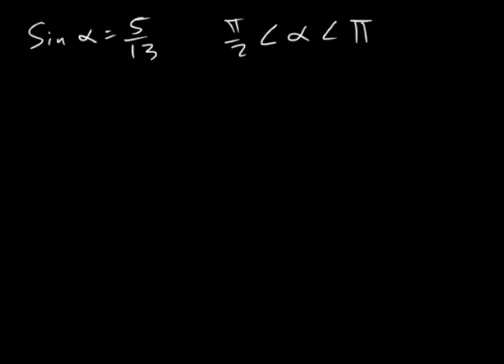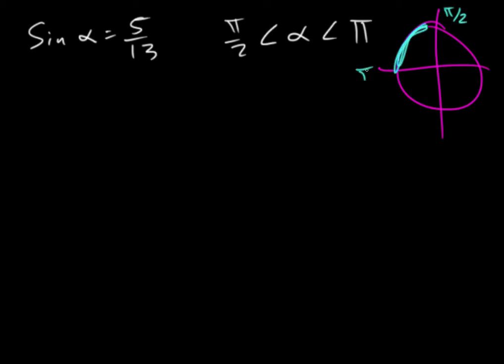Hey math kids, we're going to just continue with double angle identities. So we have sine alpha is equal to 5/13, and we're told that it's in the second quadrant. This is pi halves, and this is pi. Okay, we need to get our cosine value first before we answer the questions that they want.